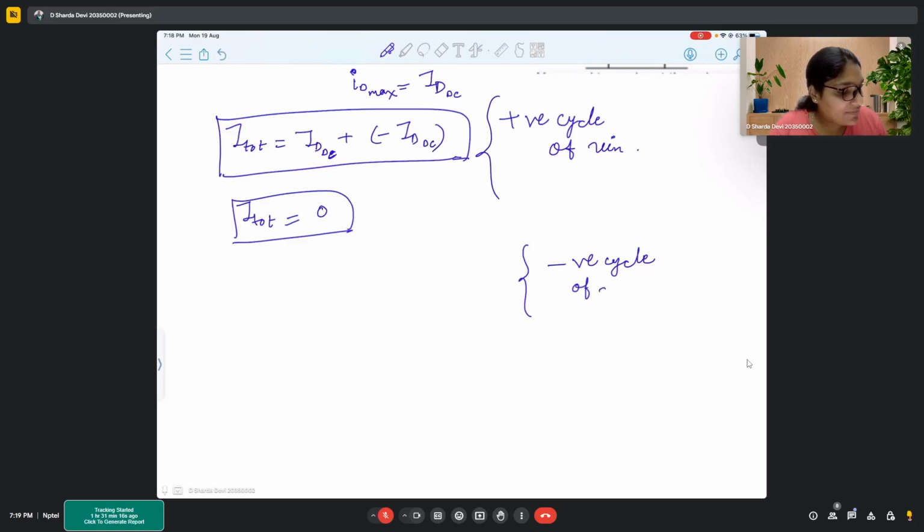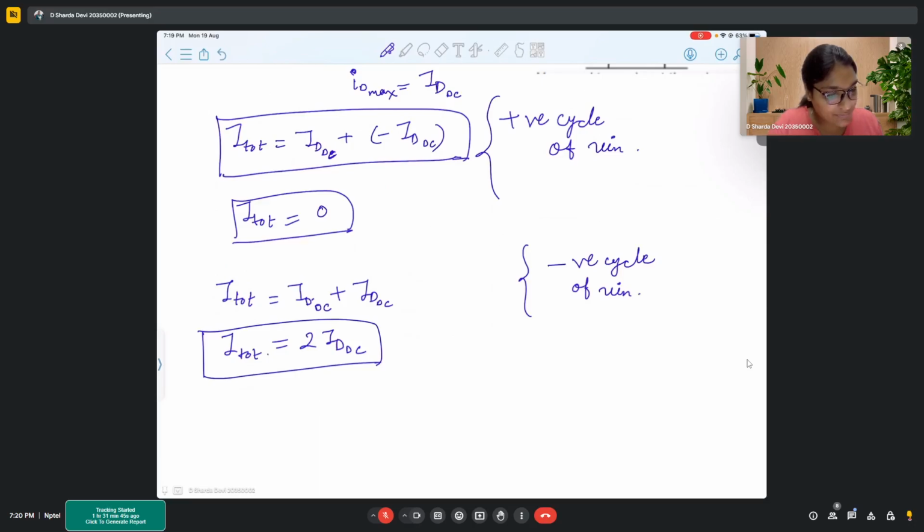So for the negative cycle of Vn, your current will increase. For the negative cycle of Vn, you will see the positive cycle of small ID, so that means the positive ID. So I total in that case, again going to the maximum, we will get IDC plus IDC, so that is twice of IDC. This is I total, right?